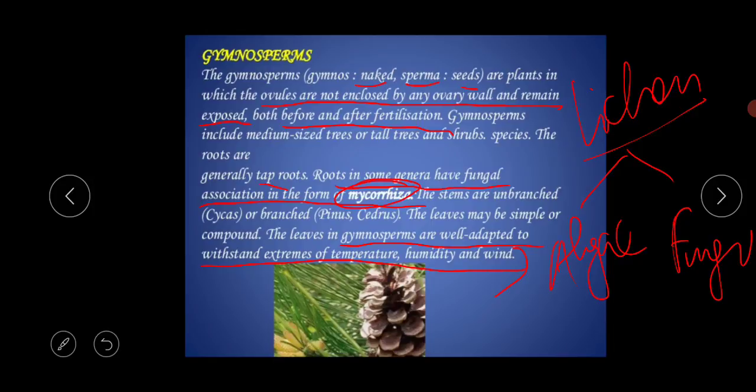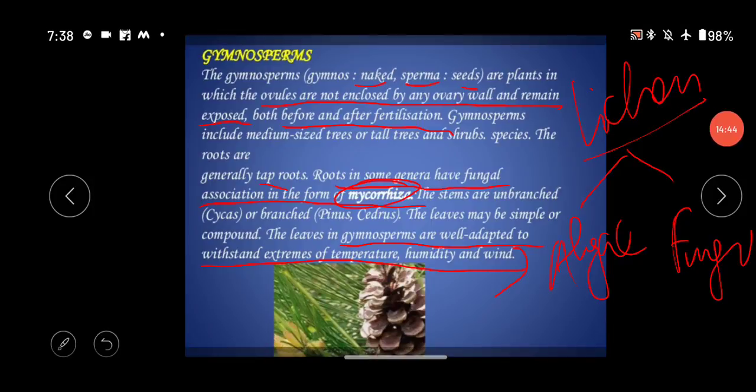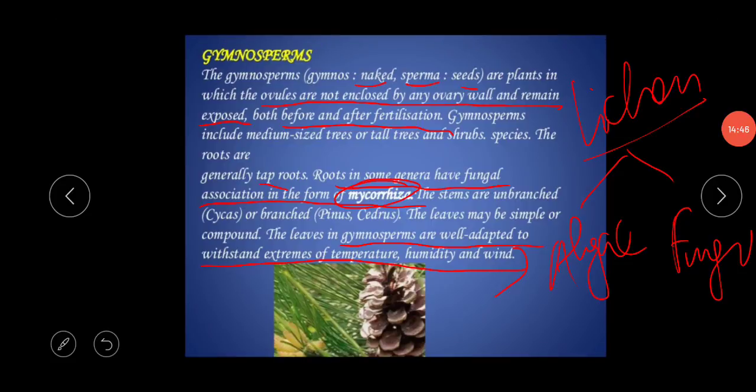I am repeating again. The main characteristic of the gymnosperms is that they are naked seeded plants.